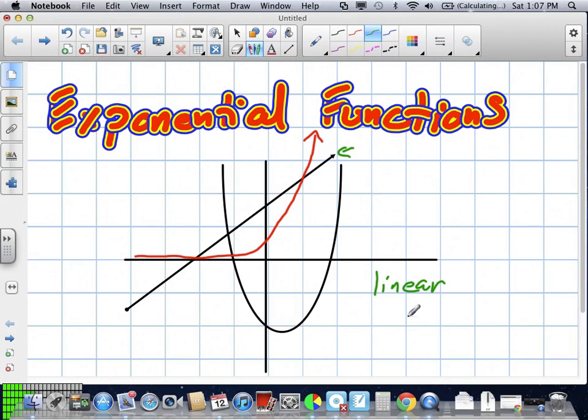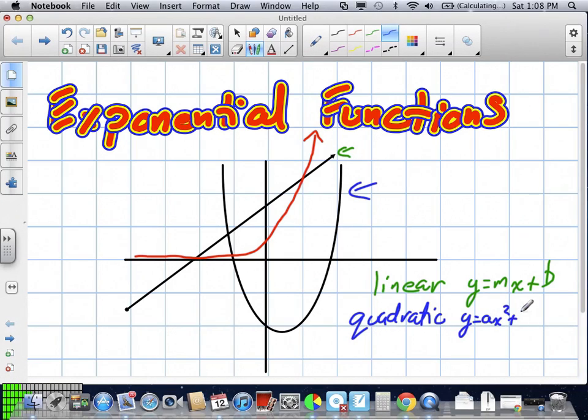And linear functions are usually modeled by what we call y equals mx plus b. Do you remember that equation? We usually talk about it in that form. Our second one here is quadratic, and quadratics are usually written like y equals ax squared plus bx plus c. We talked about this for a while, right? That's the standard form of that one.